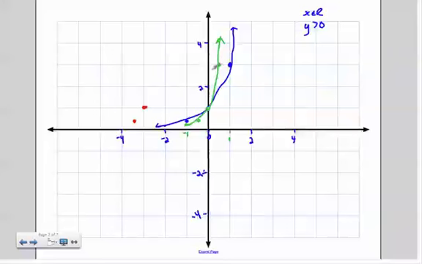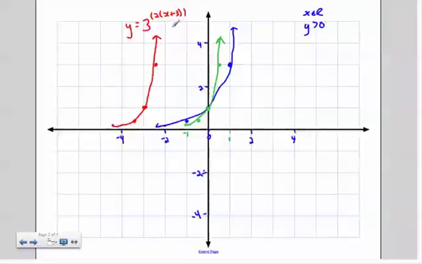1, 2, 3. So the equivalent of 3 squares. And so now my swoop looks like that. So this is y equals 3 to the exponent 2 times x plus 3. The 2 squished it in, made it a little skinnier, and the plus 3 moved it left 3.